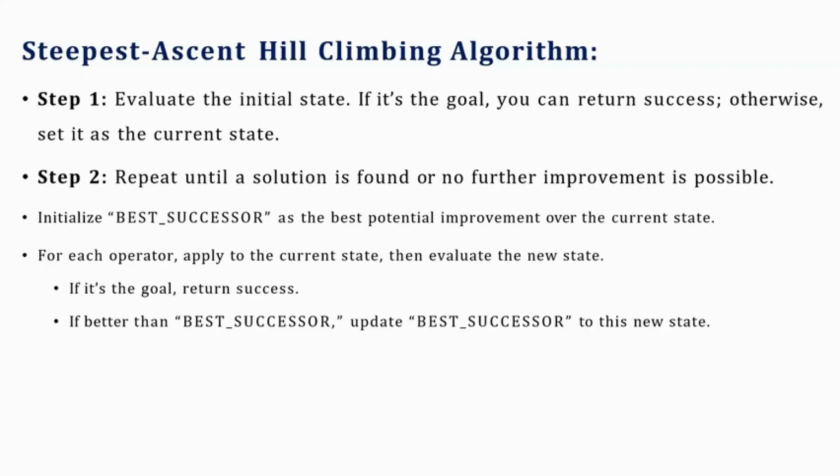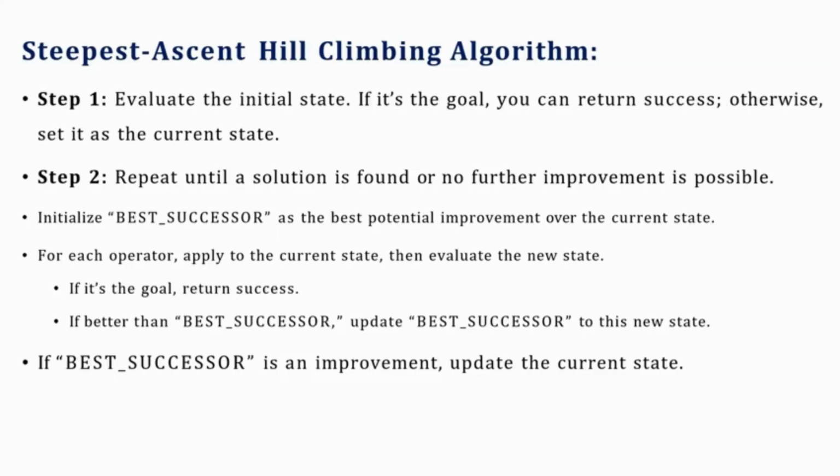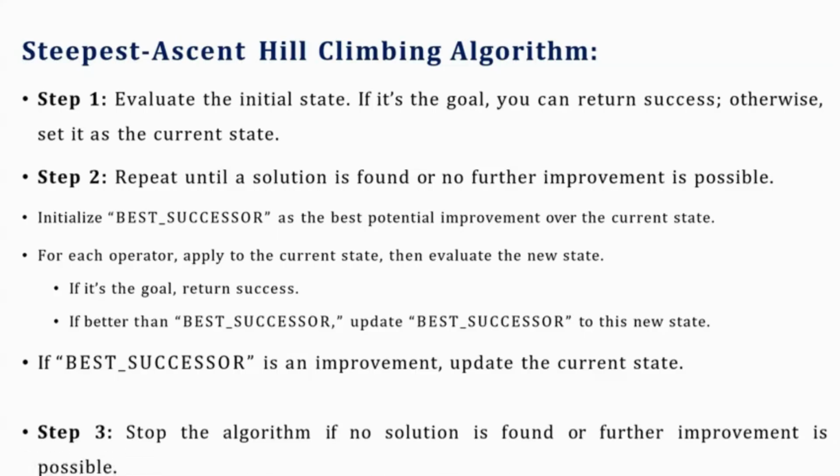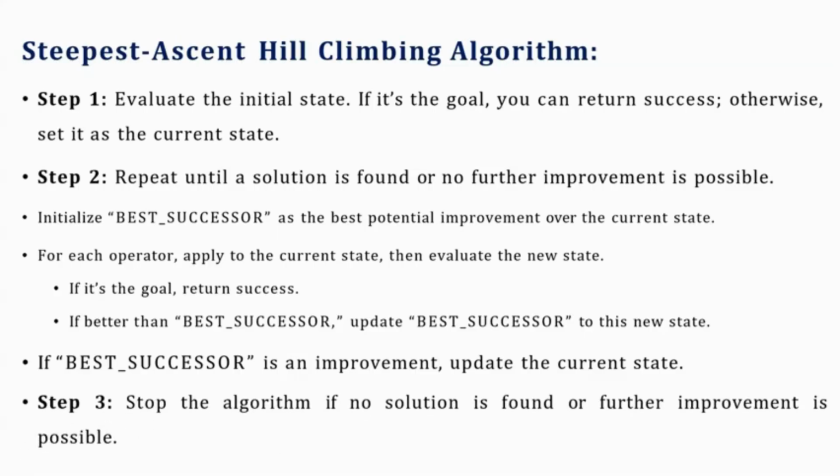If it is the goal, return success. Otherwise, if it is better than the best successor, update the best successor to this new state. If the best successor is an improvement, update the current state. The final step is to stop the algorithm if no solution is found or no further improvement is possible.